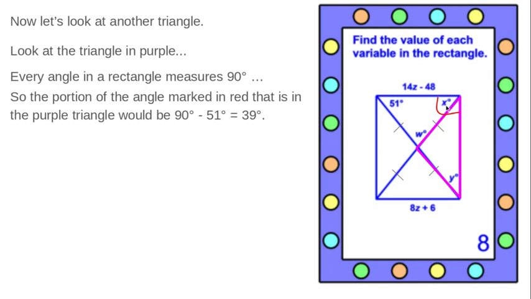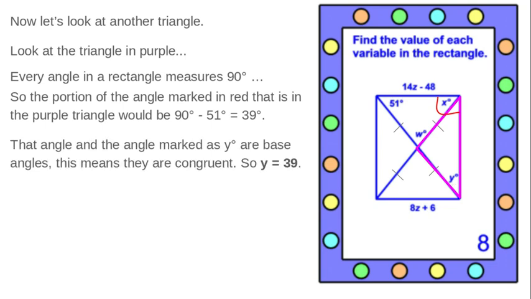So 90 minus 51 should tell me what this portion of the purple triangle is. So that would be 90 minus 51 is 39. And since this angle and y are base angles, that means that y would also be 39.